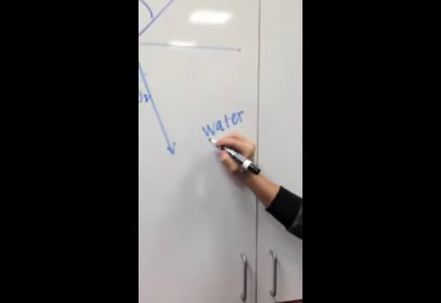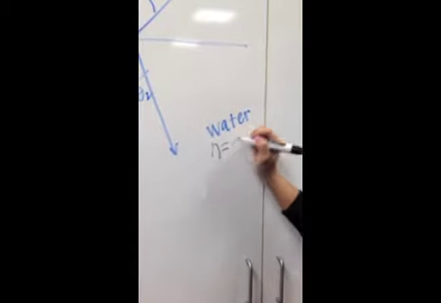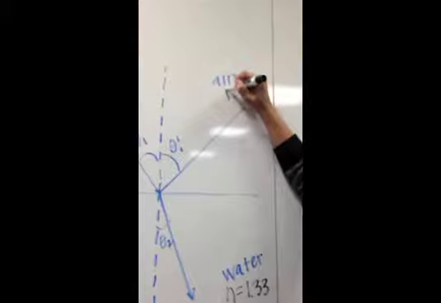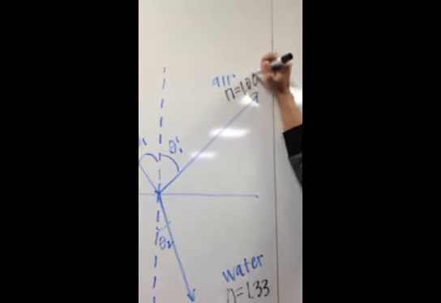Okay. The index of refraction for water is N equals 1.33. And the index of refraction for air is equal to 1.00.